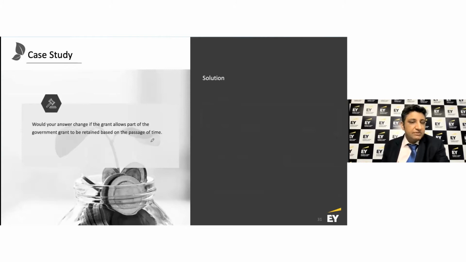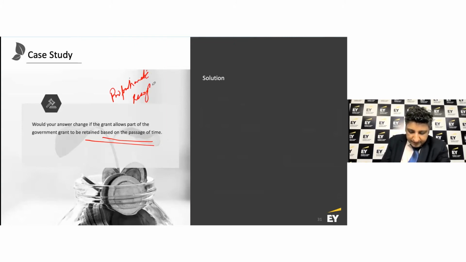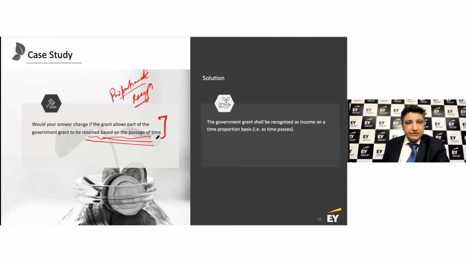Would your answer change if the grant allows part of government grant to be retained based on a passage of time? Now, in this case, we are of course talking about a proportionate recognition. This should be permitted because the condition of passage of time is getting met, right? So only in this restricted framework, we can argue that yes, the government grant can be recognized over a period because the passage of time itself is a condition. So the precondition is getting met, and accordingly, the recognition of the grant can be done here.